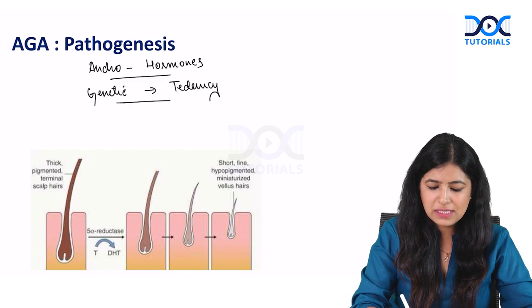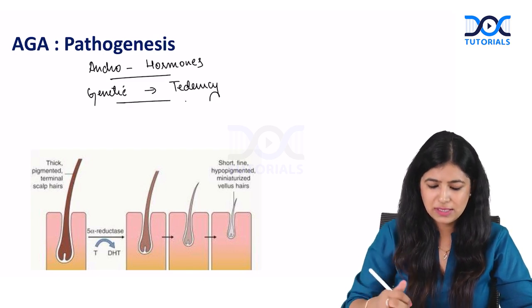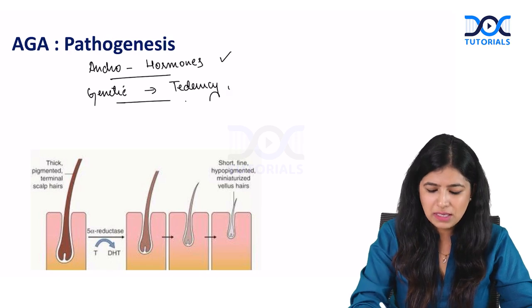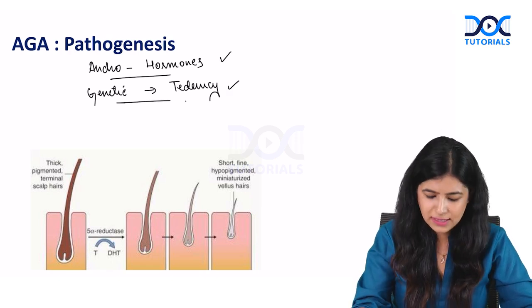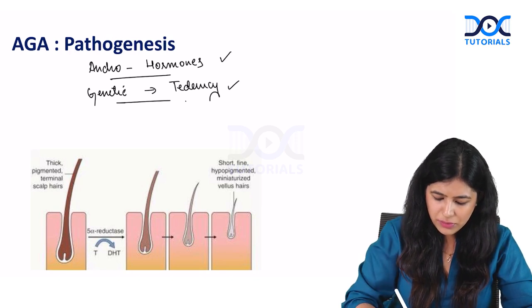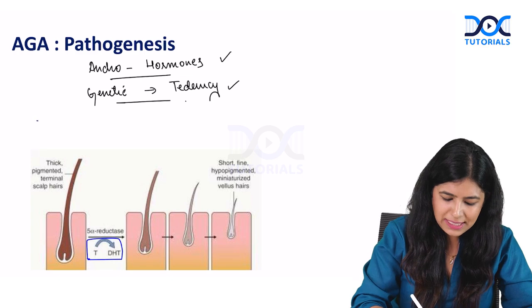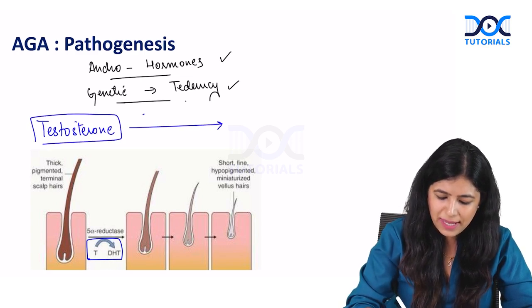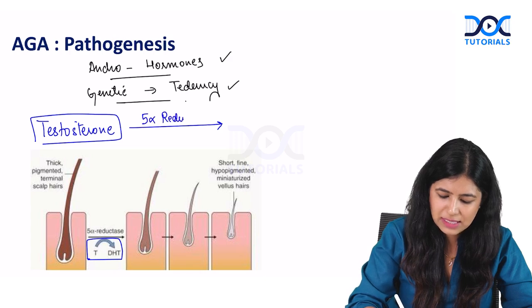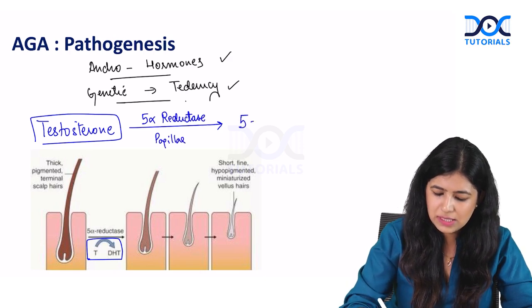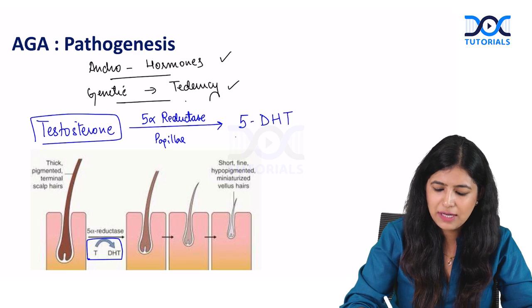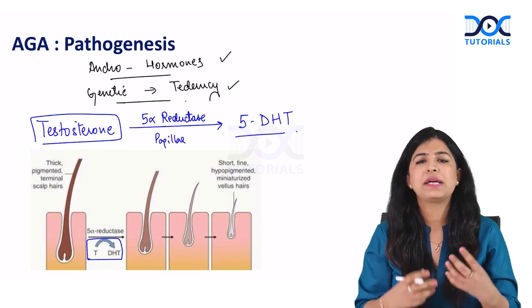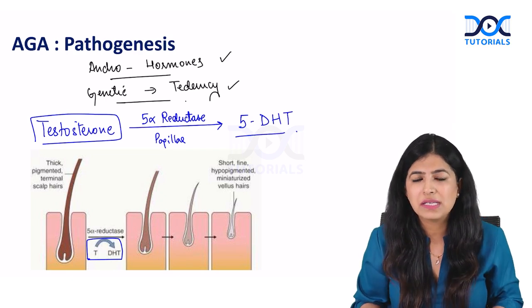So the name of the disease in itself tells you the pathogenesis. There is a hormonal basis coupled with a genetic tendency. Now, what is the important hormone here? You see this in the image. T here stands for testosterone. So the most important hormone here is testosterone, which is converted by an enzyme 5-alpha reductase, which is present in the dermal papillae. And this converts testosterone to 5-dihydrotestosterone, which is many times more potent at causing hair loss.